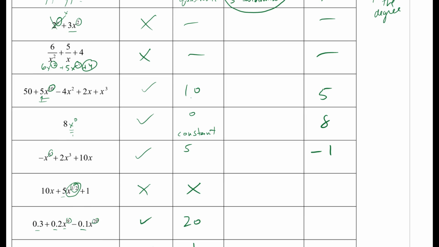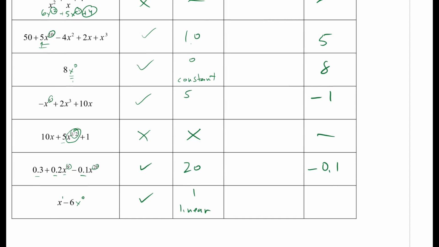And then, not a polynomial. Here, degree of 20. It's -0.1. Make sure, even though you're subtracting this term, that negative sign has to be associated with that coefficient. And then this last one would just be a leading coefficient of 1 because there's an implied 1 in front of that term which told us the degree.